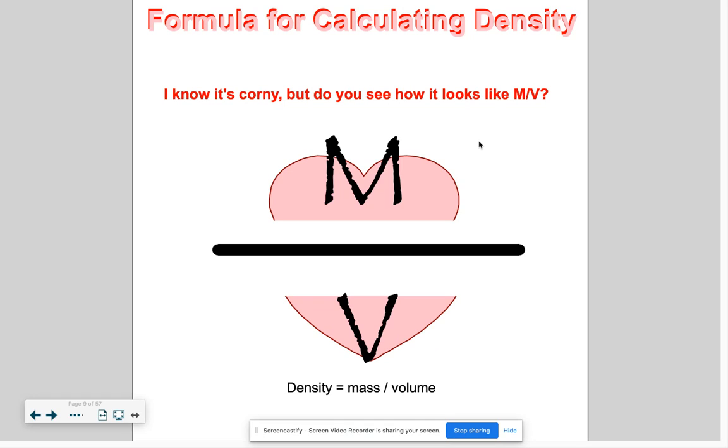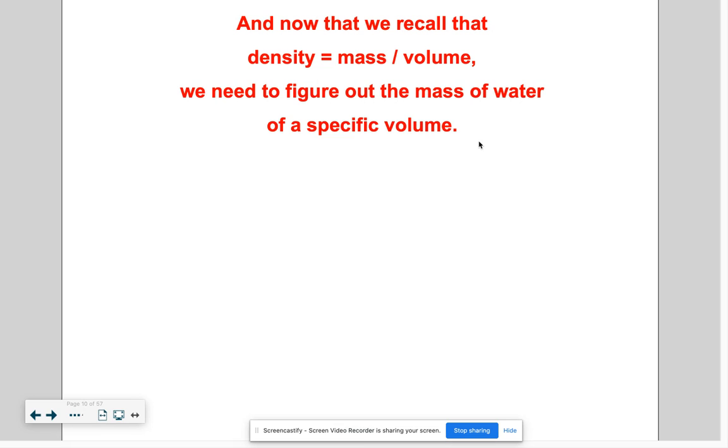Use it for a little while now, and then before you know it, you won't even need to think about it. When a future teacher asks you to calculate density, you won't even give it a second thought. You'll just know it's mass divided by volume because you will have used the formula enough.